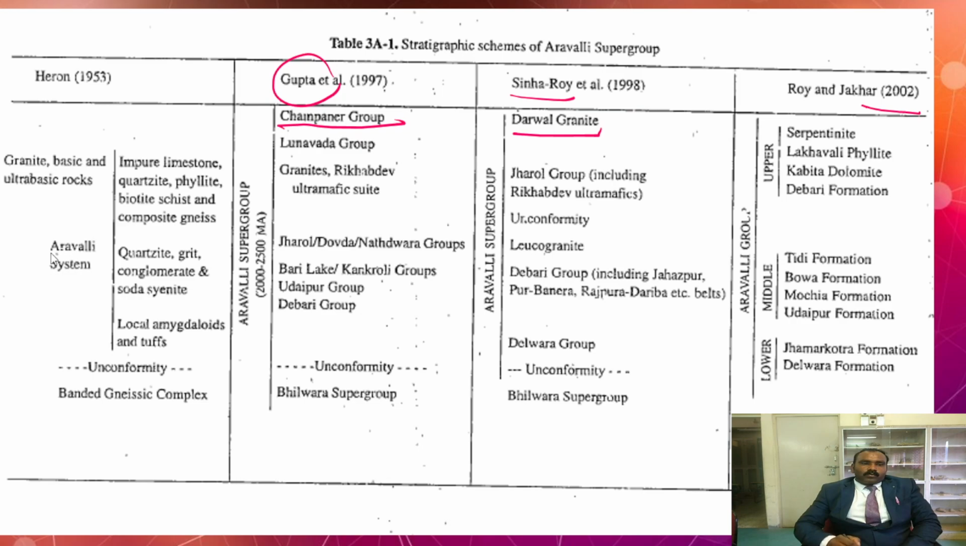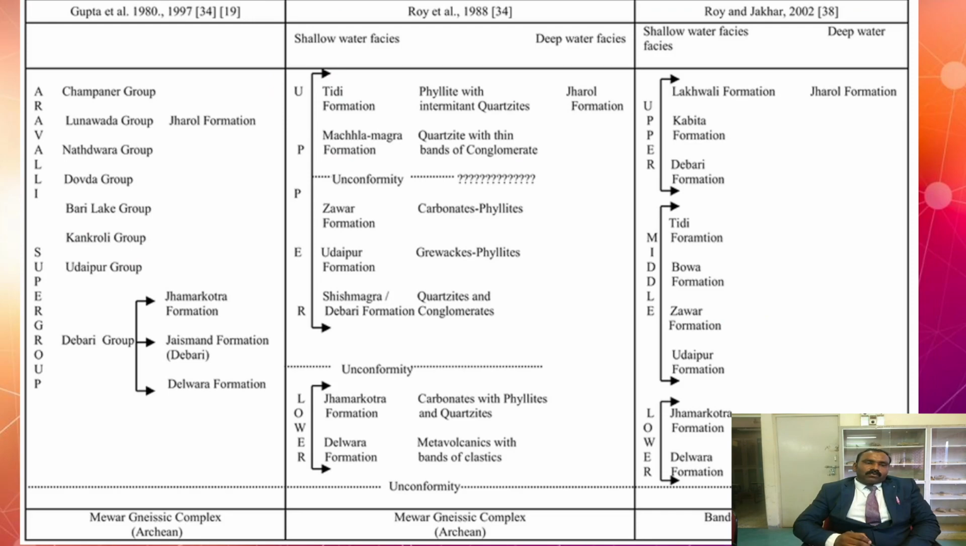This Arvali is divided into different kinds of amygdaloids, local amygdaloids and quartzites, grits, and impure limestones, which are supposed to be part of the classification of Heron. And then Gupta has treated the different kinds of the Udaipur and the Debri group, and other workers have given classifications, coming to the part of the Gupta, Roy, and Jhakar's classification of the Arvali supergroup.